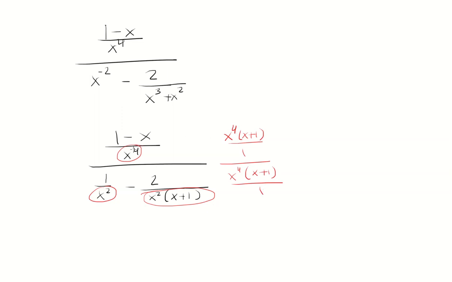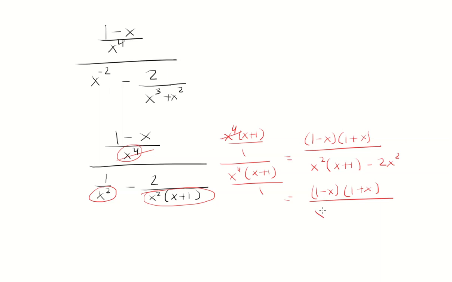And so when I multiply the top, the x to the fourths cancel. I'm left with 1 minus x times x plus 1. I'm just going to write it like this, 1 plus x, over the first fraction, x to the fourth over x squared is just x squared. And then I still have a factor of x plus 1. And then the second one, x to the fourth over x squared is just x squared, and the x plus 1's cancel. So from here, I can factor out an x squared from the denominator.